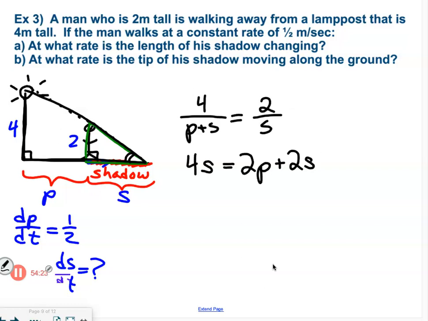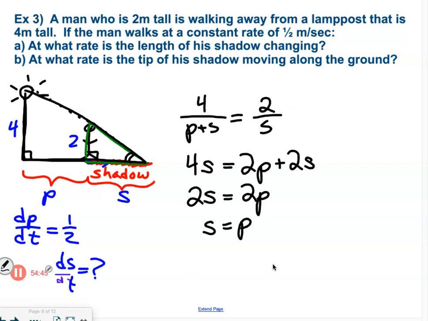Can I make it even a little bit easier? Okay, so 2S equals 2P and S equals P. Only because I made the man 2 and the light 4. If I made the man 2 and the light 6, it'd be all different. But anyway, okay, so S equals P.